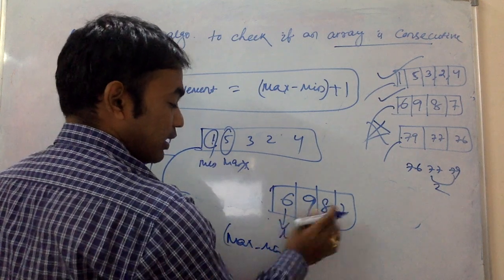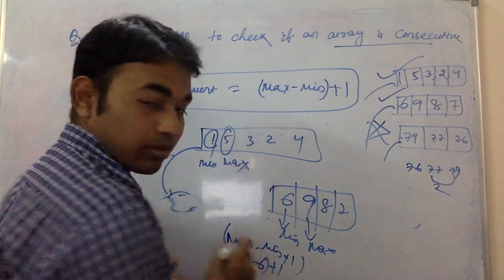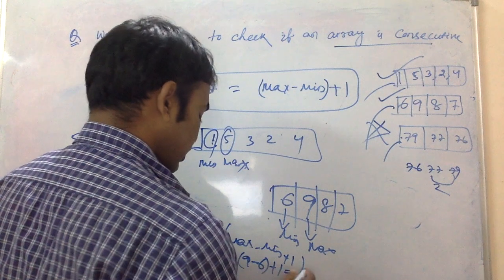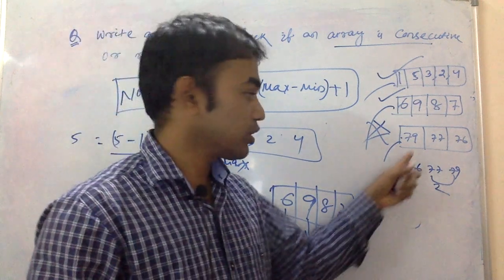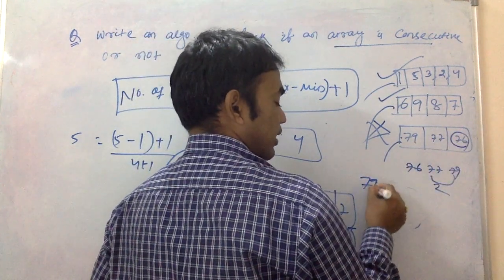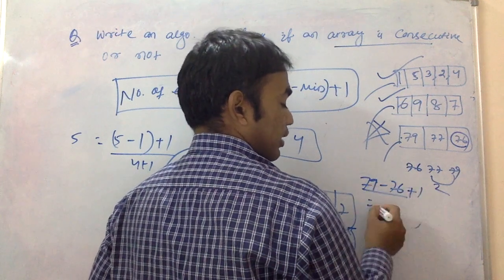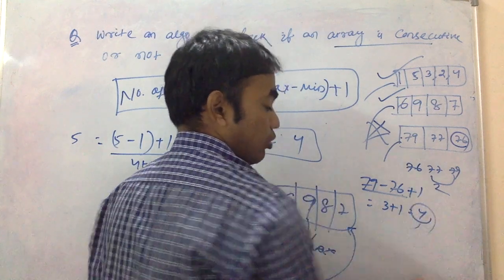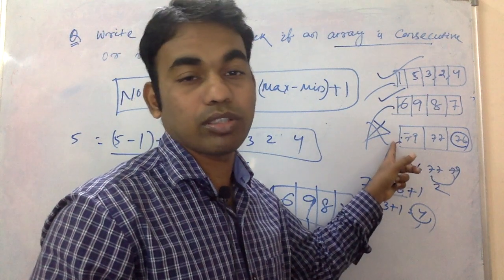In this particular example, 9 minus 6 plus 1. You are able to see it? So this is 4, and you see 4 elements are there. Now just check this one. The smallest is 76 and 79 is the maximum, so 79 minus 76 plus 1. This is how much? 3, right? 3 plus 1 equals 4. Is there 4 elements present? No. That's why this particular array is not consecutive.